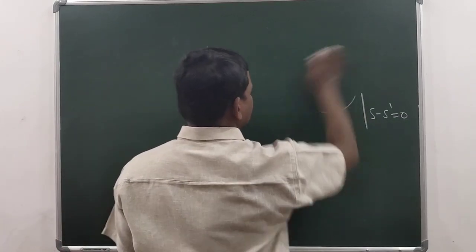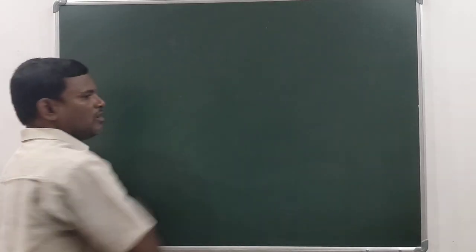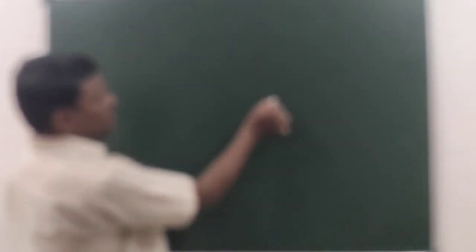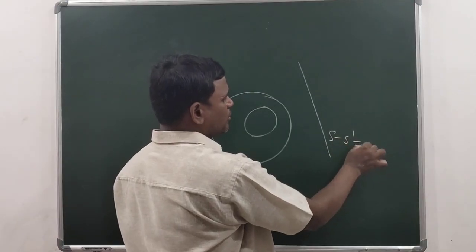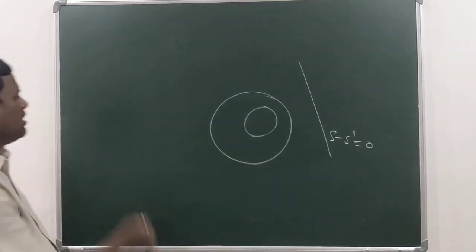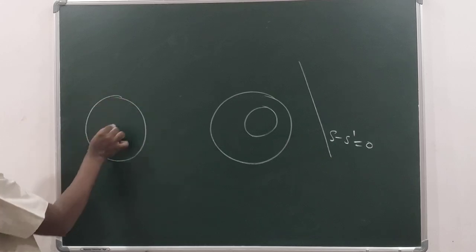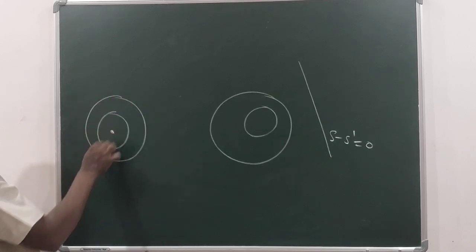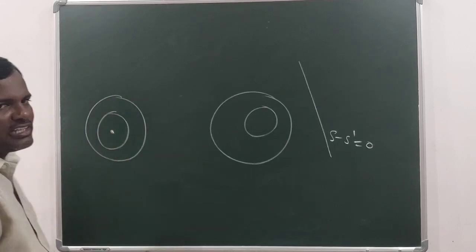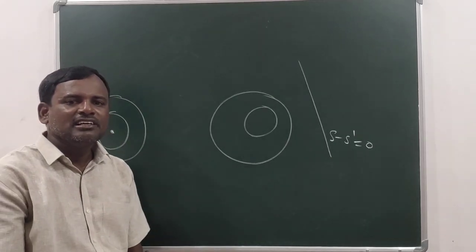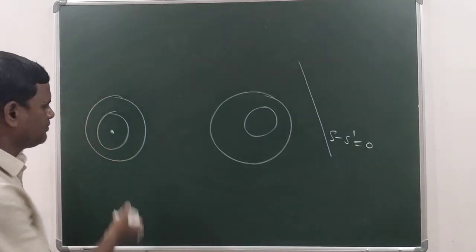Next, see this. If one circle lies completely inside the other, in this case your radical axis will be outside of the circle. S minus S dash equal to 0. And the last one, for concentric circles, the radical axis does not exist.